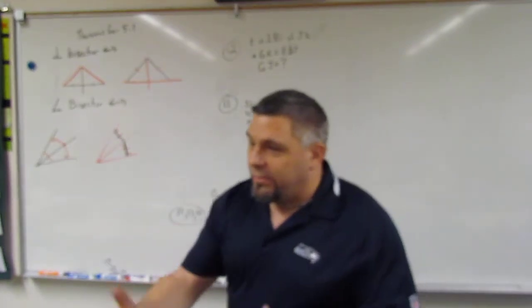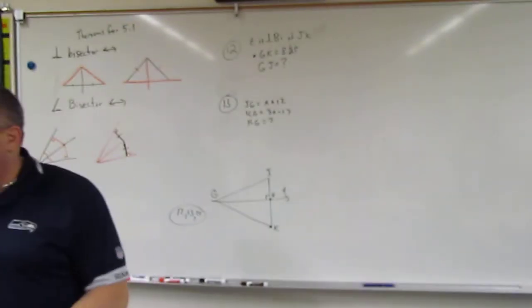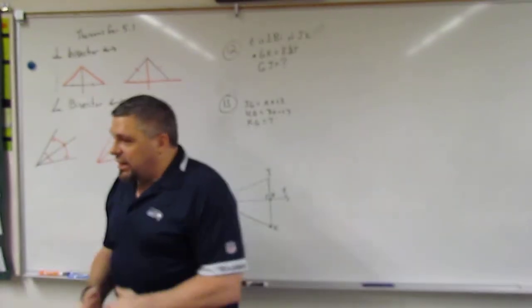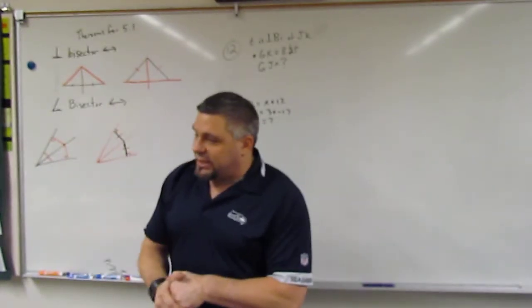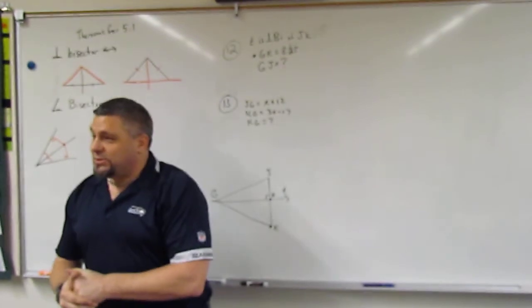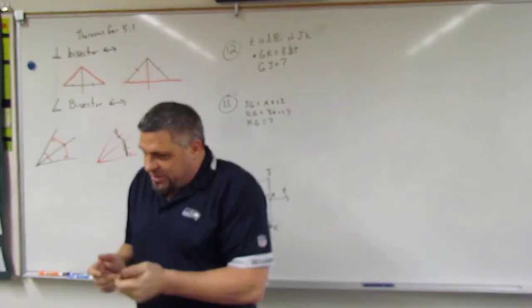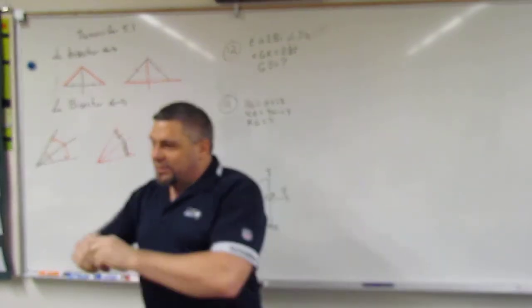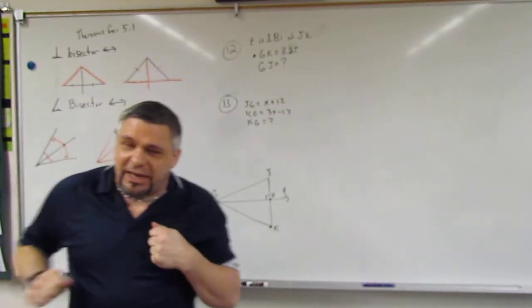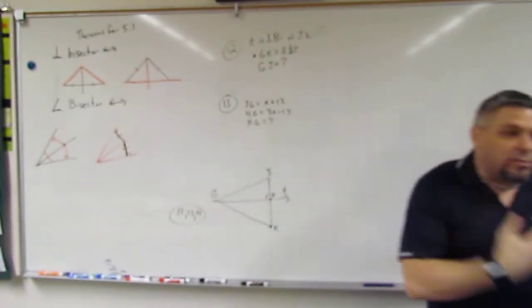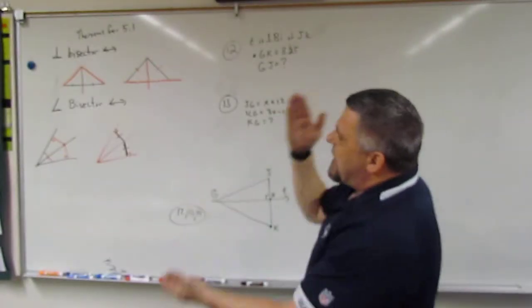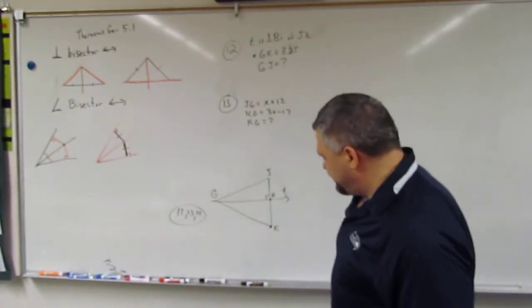So if your mom ever said, hey, you and Johnny can cut that candy bar in half, Johnny gets to cut it in half, and then you get to pick which one you want, right? And that way Johnny's not going to give you the small half and keep the big half, right? Because you want it to be equal. So bisectors cut it in half so that they're equal, all right?